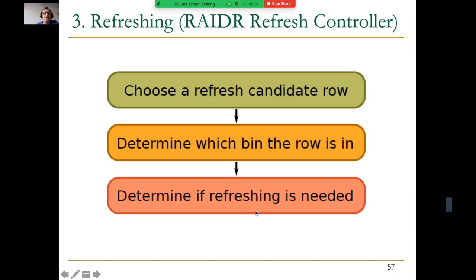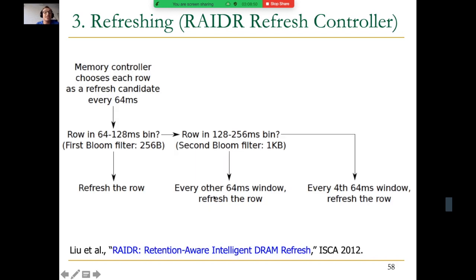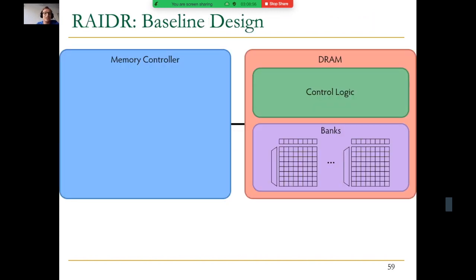Okay, now that we've done binning in a nice way, in a hopefully elegant way, refreshing is actually easy. Basically, the memory controller periodically chooses a candidate row to refresh. It determines which bin the row is in, and it determines if refreshing is needed at that point in time. And there's an algorithm for this, but you can read the paper for more detail. This is really the easy part, refreshing.